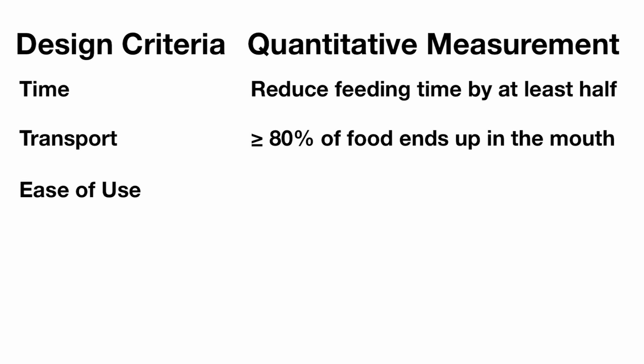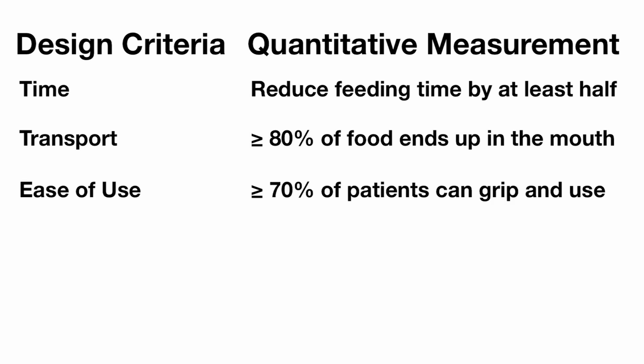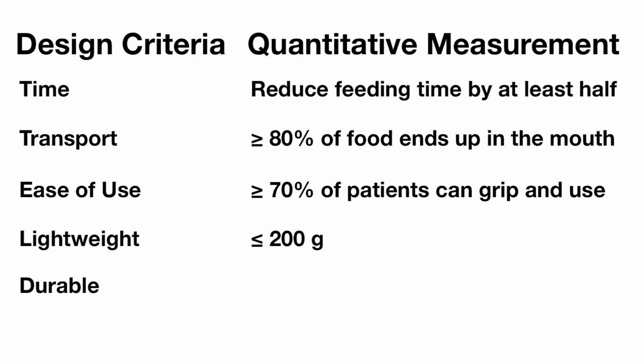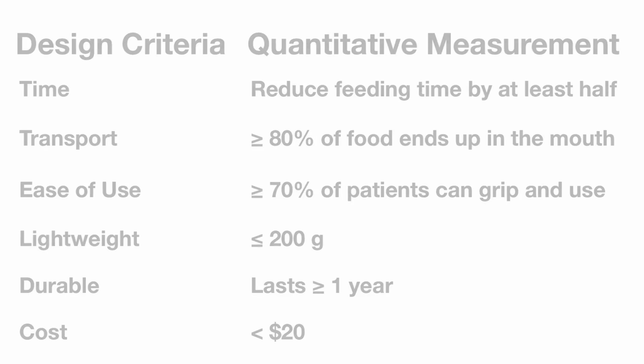For ease of use, the design criteria is that 70% of pediatric patients with arthrogryposis can grip and use the device without assistance. For weight, the design criteria is less than or equal to 200 grams, which is about equivalent to 2 metal spoons. For durability, the design criteria is that it lasts greater than or equal to 1 year. And finally, for cost, the design criteria is that it is less than $20.